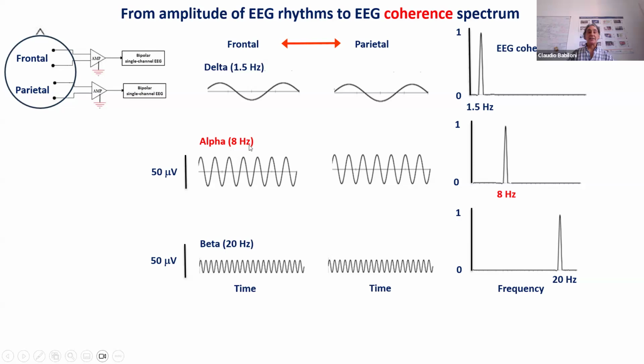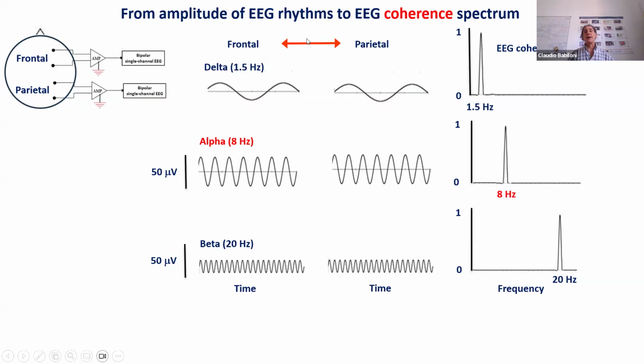Oscillations at 8 Hz from the frontal electrode, and an oscillation in the beta 20 Hz from the frontal bipolar channel. And the same is true for the parietal bipolar channel. You can estimate the single oscillations from the complex EEG activity. And again, you have 1.5 Hz, 8 Hz, and 20 Hz.